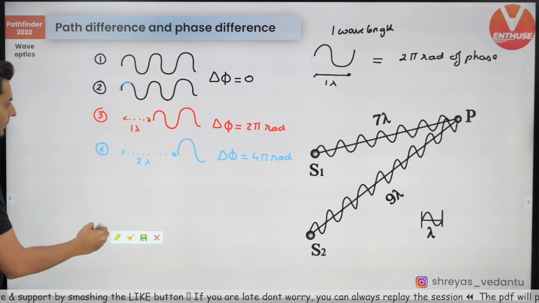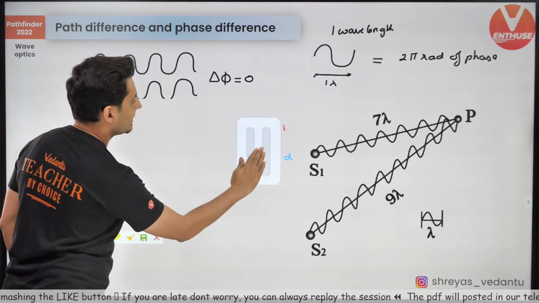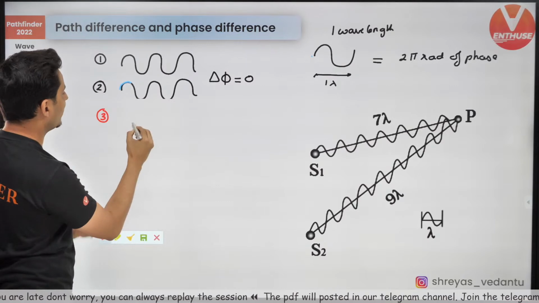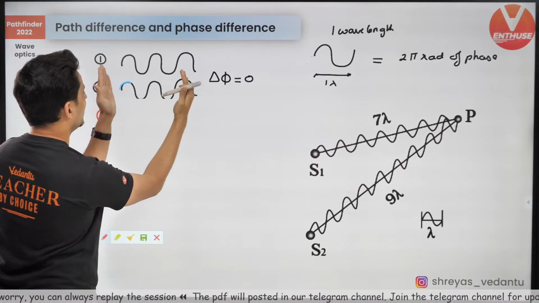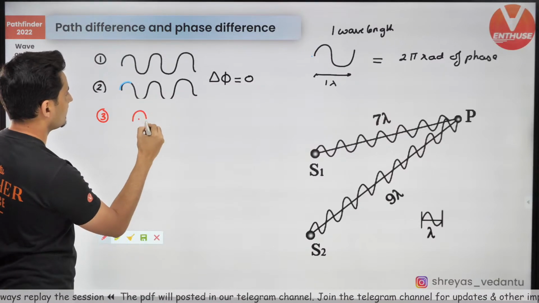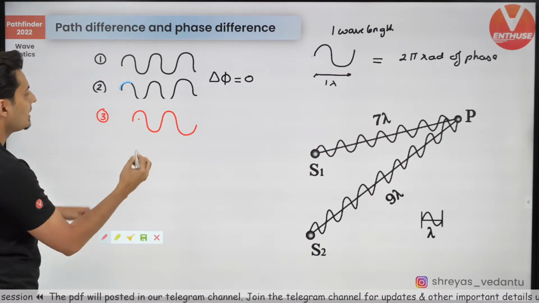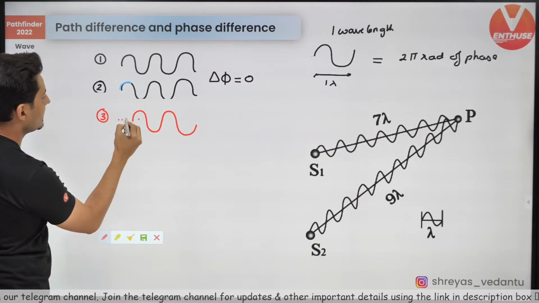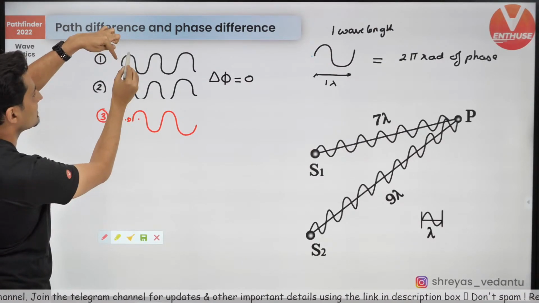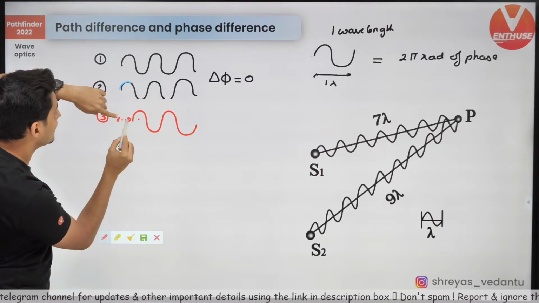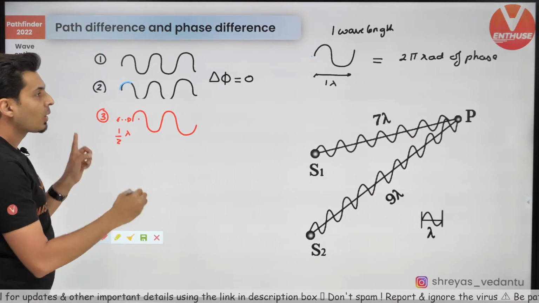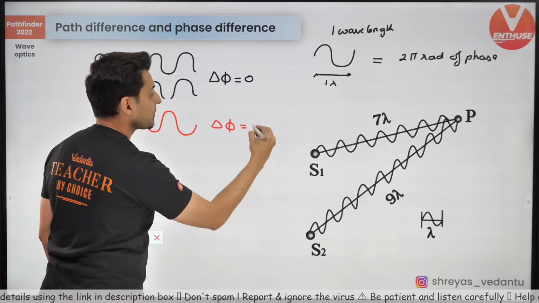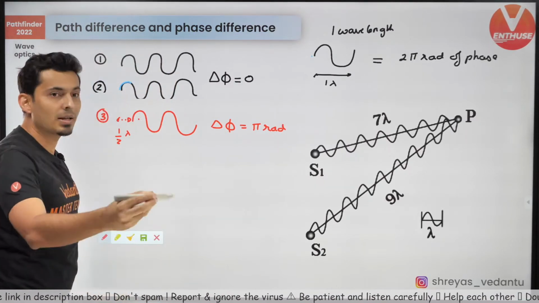Now observe this. I'll just remove this part. Imagine a wave number 3. It starts right over here. Imagine I push this exactly over here. Now observe, when there is a trough, there is a crest. When there is a crest, there is a trough, and you can see the gap between these two waves. This next wave starts exactly after half of the wavelength. Half wavelength is nothing but pi radians.